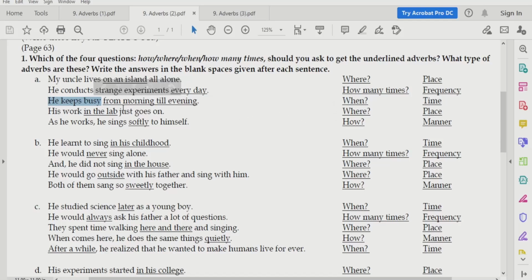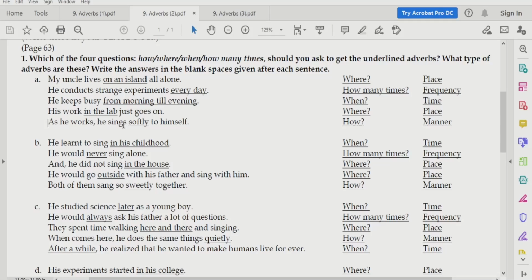He keeps busy from morning till evening. So we have time. Next one, his work in the lab just goes on. Over here the question will be asked where. Now why where? Because the answer should be in the lab. उसका काम कहाँ पर चलता है? In the lab. So this will be adverb of place.